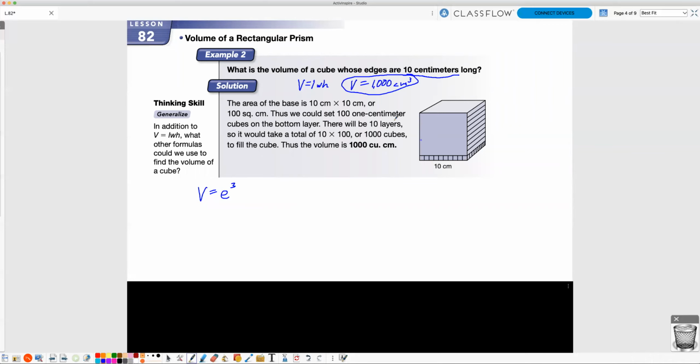So if it's a cube, it means it has the same length as it does the width, and it also has the same height. So you could just take that edge and cube it. In this case, 10 centimeters was one of the edges, and it's a cube. So then you have to take 10 times 10 times 10, and it'd be centimeters cubed. So that'd be 1,000 centimeters cubed, or cubic centimeters.